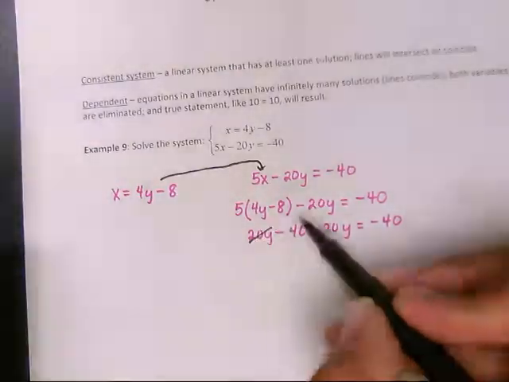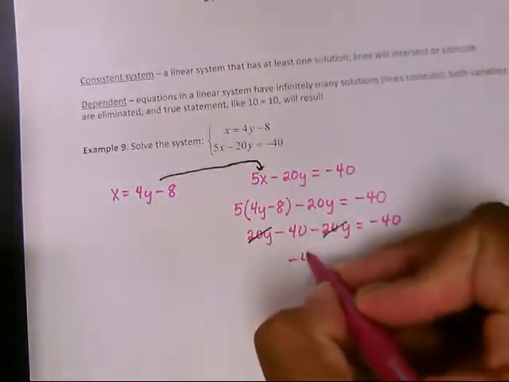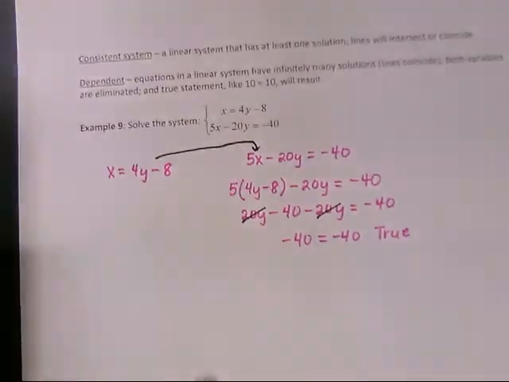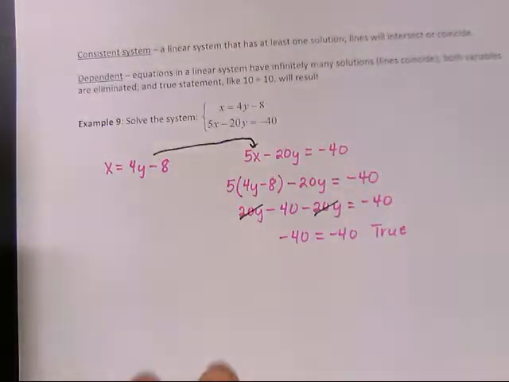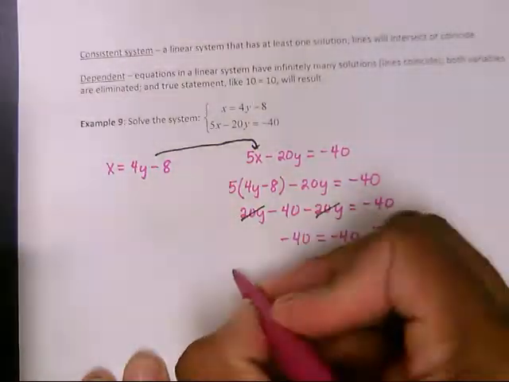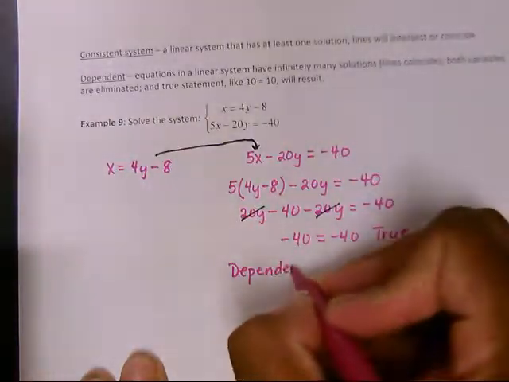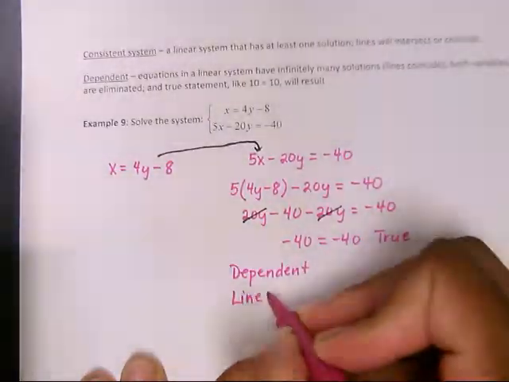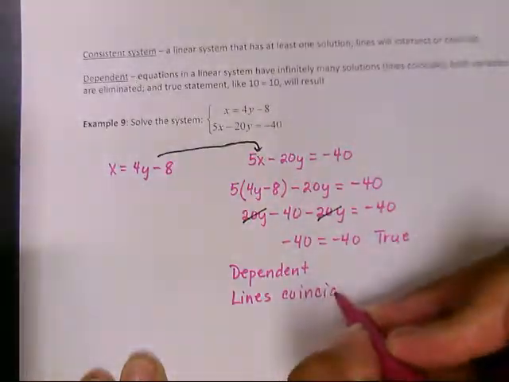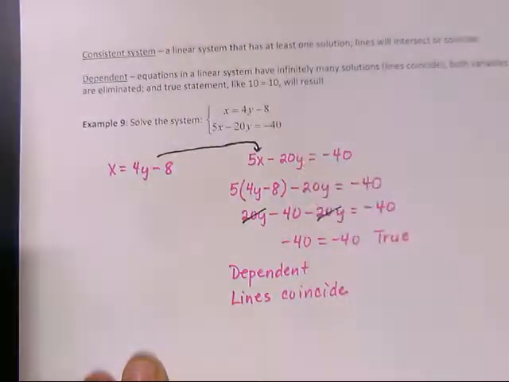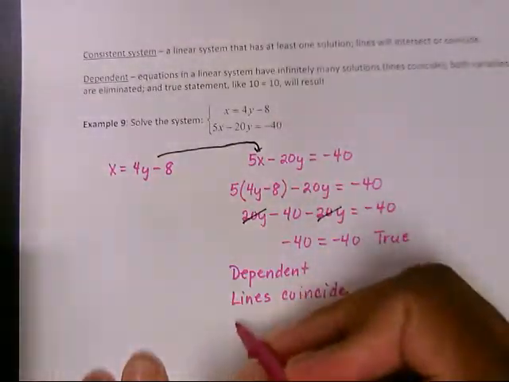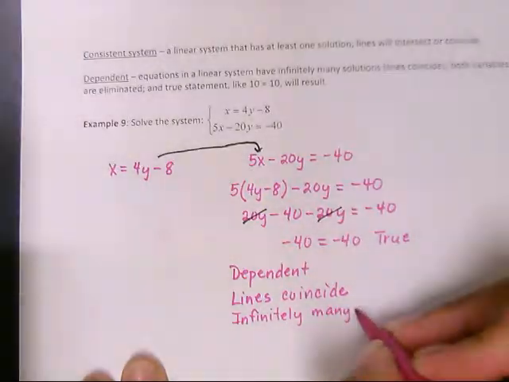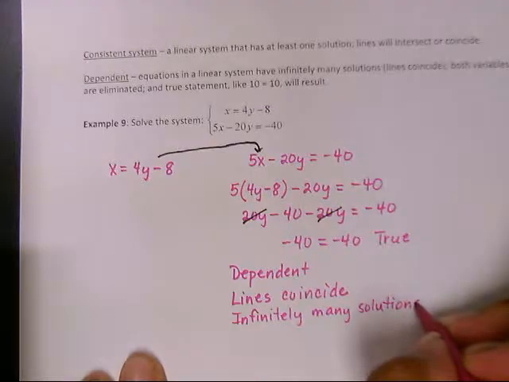Okay, 20y minus 20y, that's gone. I'm left with negative 40 equal to negative 40, which is a true statement because negative 40 does equal negative 40. And when we get something like this, that means we have what we call a dependent system. And if it's dependent, that means that the lines coincide. That means one line will lie on top of the other. Not only that, we have infinitely many solutions for this system of equations.